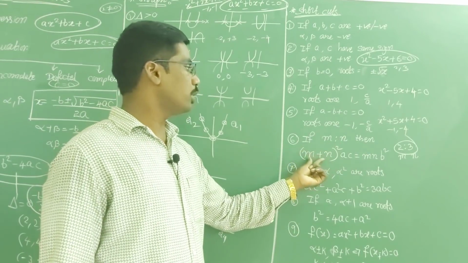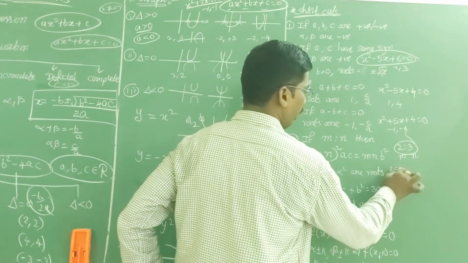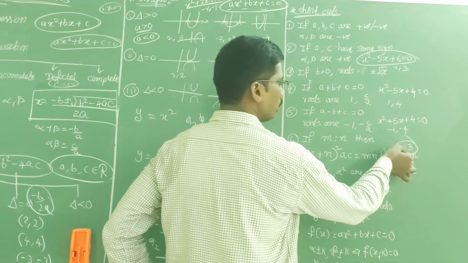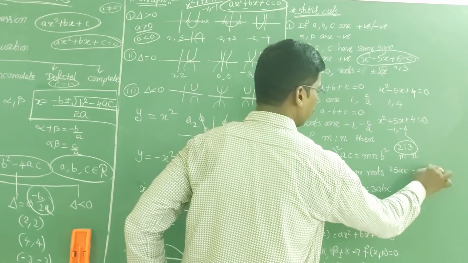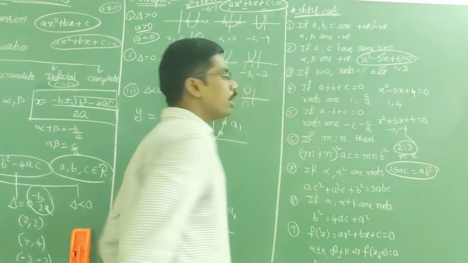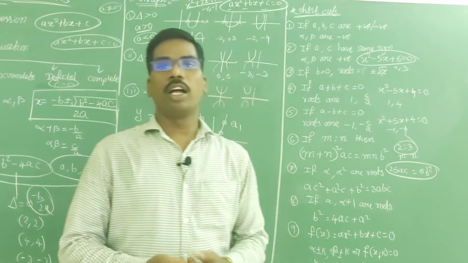So 2 plus 3 is 5. 5 square means 25. So you will get 25 AC is equal to m into n, so 2 times 3 is 6, 6b square. This is the condition. So whichever option has 25 AC is equal to 6b square, that's the answer.